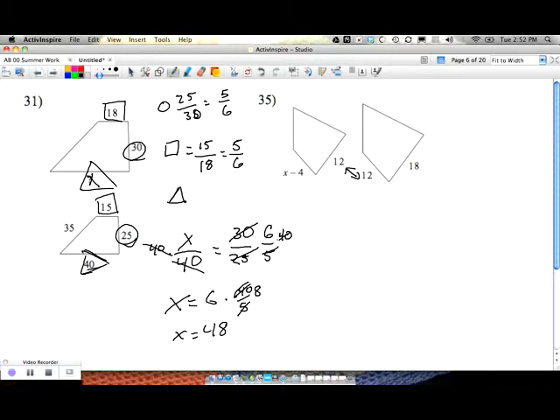Alright, next one. Be careful. A lot of people see this 12 and 12 and they say, oh, those are equal. They must match. No, look at the shape. Let's color code. The black side goes with the black side. The red side goes with the red side. That's why I like to use shapes. Box and box. Those two go together.